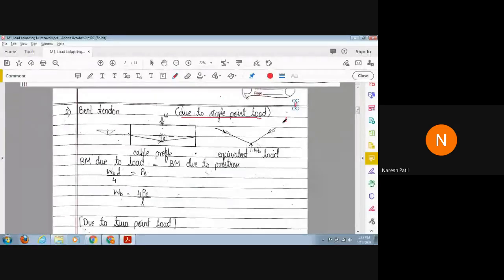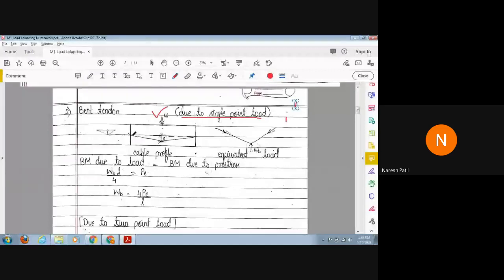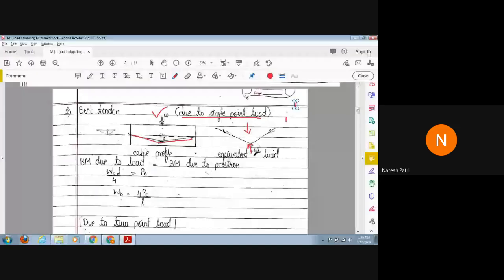You can see here we have a single point load W, and the cable profile is triangular, or bent like this. Because of this, it will develop the balancing load. If the load is acting like this, it will support in the opposite direction for the external load. Now this is the cable profile, and here we have the equivalent load.